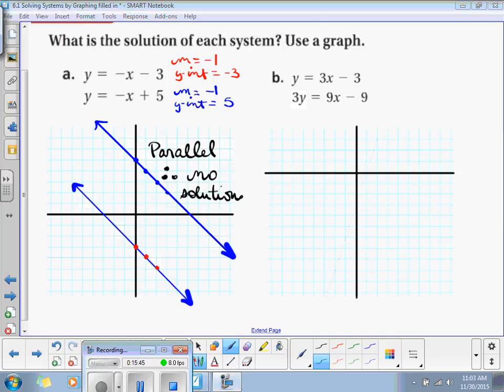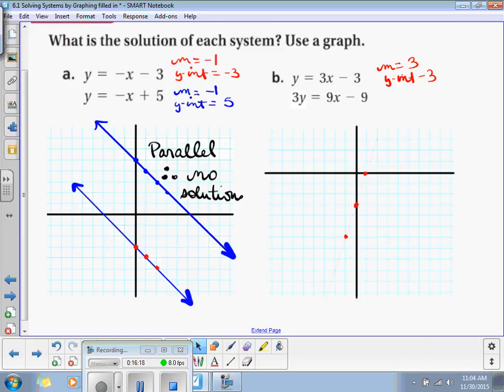When we graph this system for our letter B, let's see. My slope for the first one is what? 3. And the y-intercept is? -3. Okay? So when we graph that, we're going to start at -3. 1, 2, 3. And the slope is 3. So that's going to be up 3 to the right 1, or down 3 to the left 1. Very good. So there is a graph of your equation.